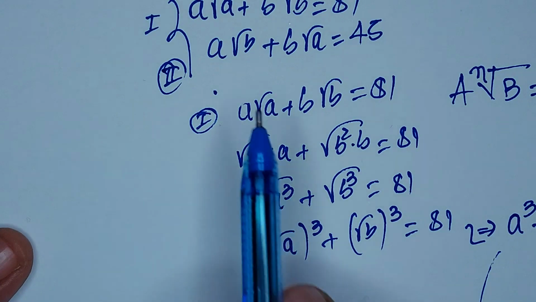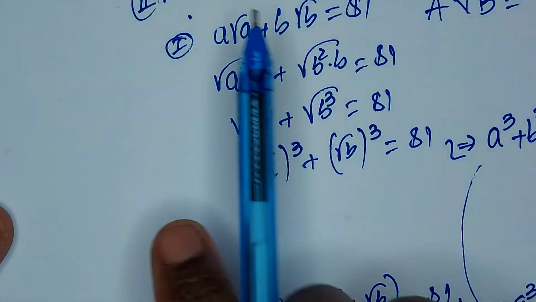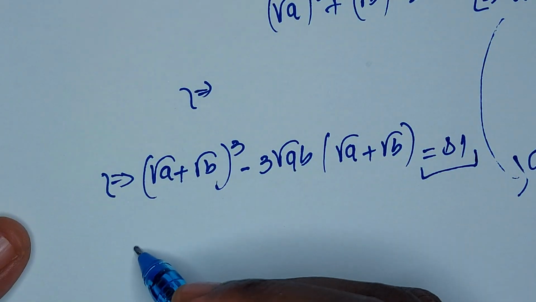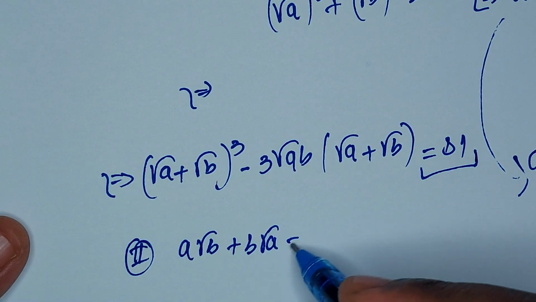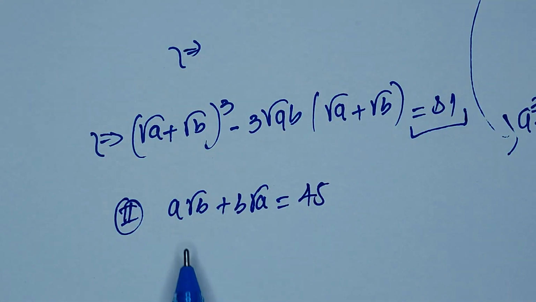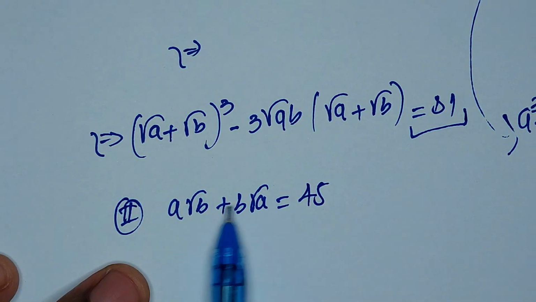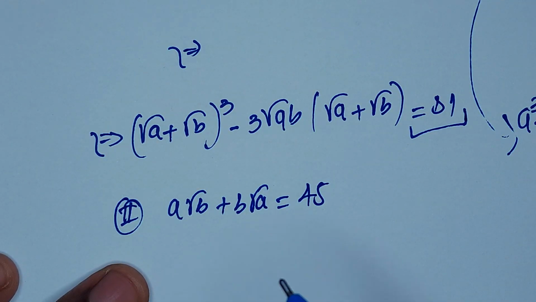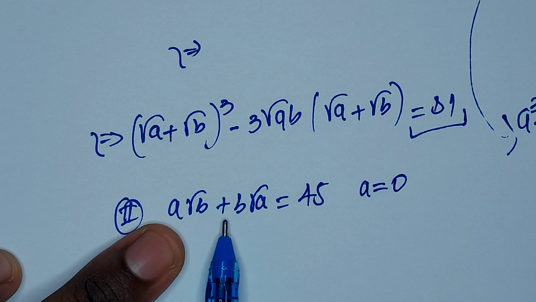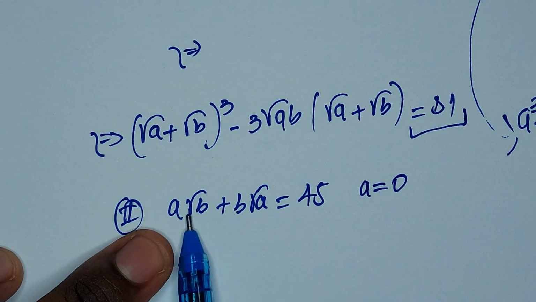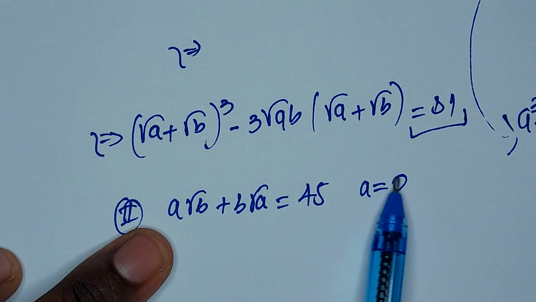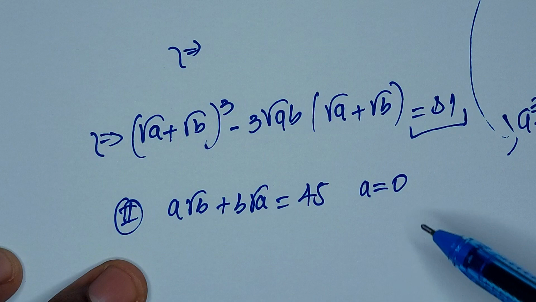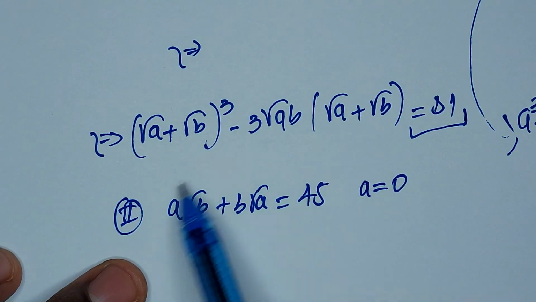Now I'm gonna pick the second one and make some transformations as well. The second equation is a square root of b plus b square root of a, and this is equal to 45. If we look here, if I say that a is equal to 0, then this is going to be 0 and this is going to be 0. So 0 is different from 45. It means that a equal to 0 is not a solution for this equation.